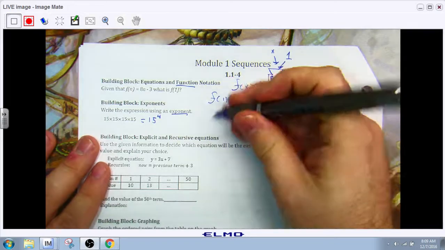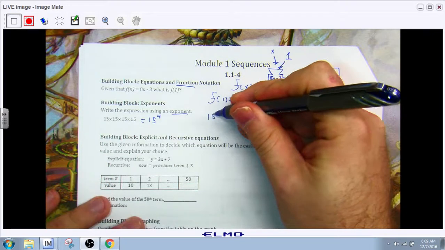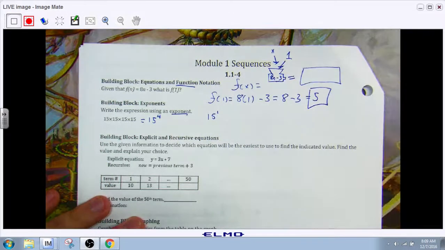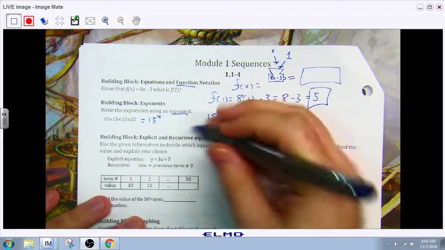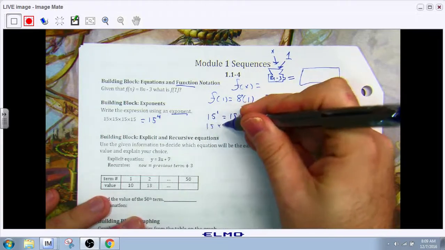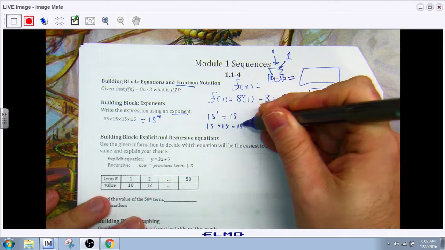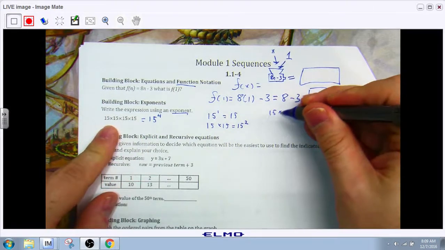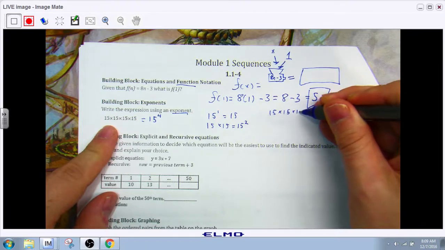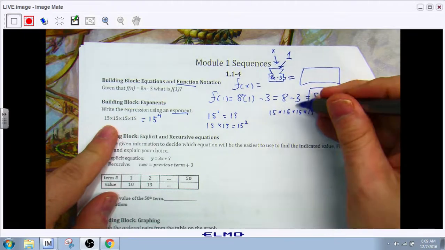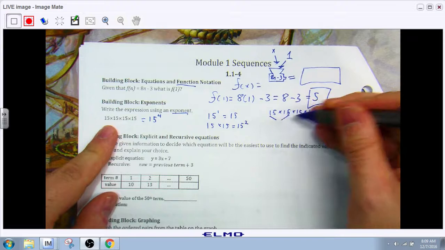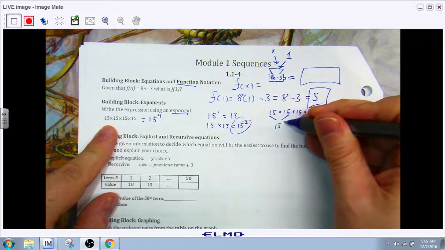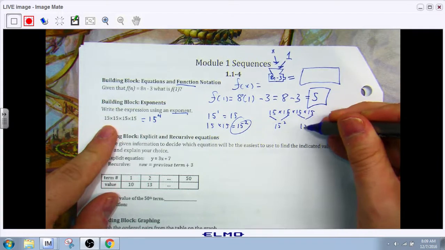And so I'm going to do a little bit of extended knowledge on this. 15 to the 1st power would just be 15. And then 15 times 15 would be 15 squared. When we look at 15 times 15 times 15 times 15, we can view it as two things. This 15 times 15 is 15 squared, and this 15 times 15 is 15 squared, and they're being multiplied together.